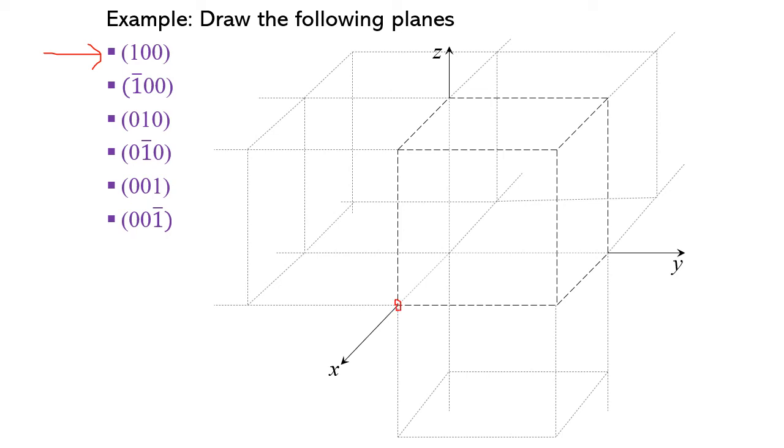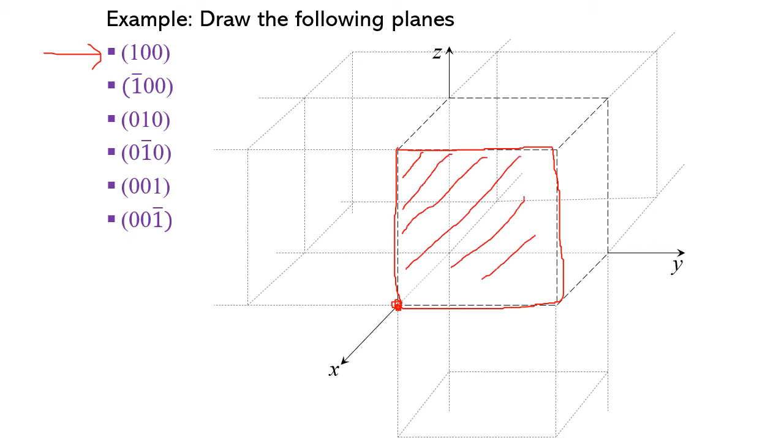So this is the point which is at a distance of 1 unit cell edge length from the origin, and then the plane does not intersect the y and z axis. That means the plane is parallel to the yz plane. Hence the required plane is this plane. Don't forget to hatch it.